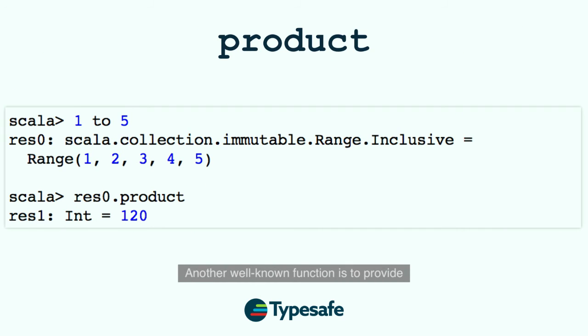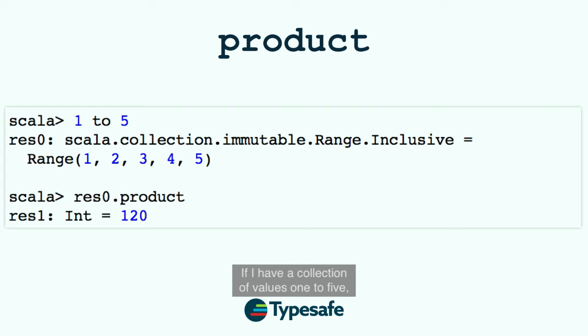Another well-known function is to provide the product of a calculation of numbers. If I have a collection of values 1 to 5 and I use the product function on it, it's going to multiply them together 1 by 1. So I multiply 1 times 2 to get 2, 2 times 3 to get 6, 6 times 4 to get 24, 24 times 5 to get 120.